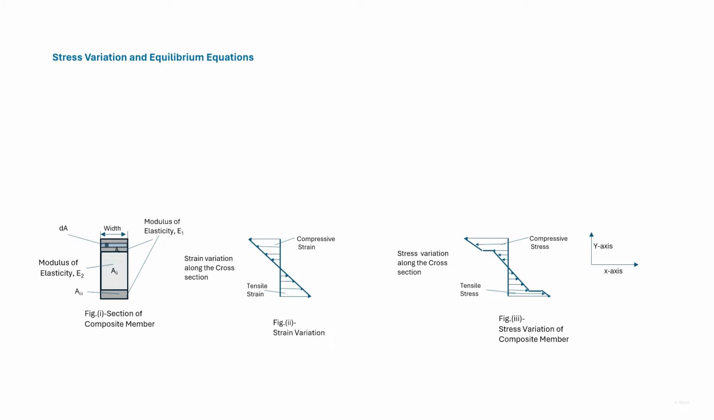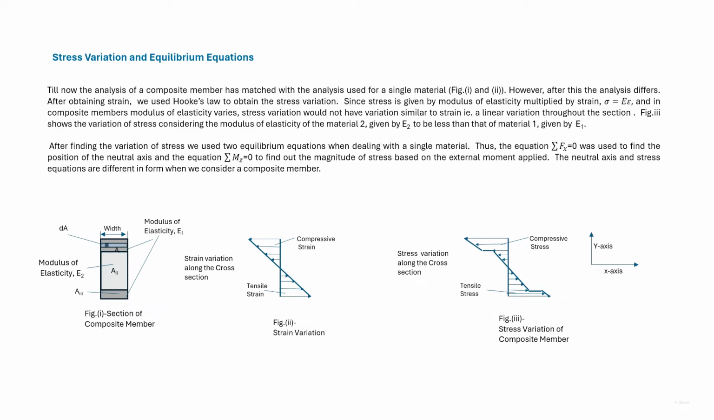In the case of a single material, we used Hooke's law to find out the stress variation from the strain variation. Since the modulus of elasticity was the same, the stress variation was similar to the strain variation, though the magnitude of the ordinates were different.